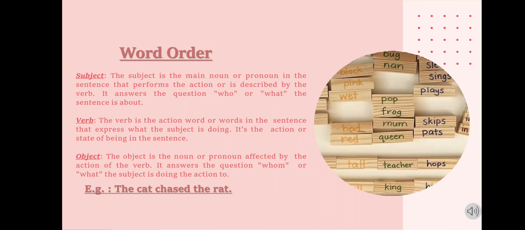For example, the cat chased the rat. The cat is the subject, chased is the verb, the rat is the object. But in other languages like Japanese or Latin, the word order can be different and the meaning can change accordingly. So, word order mainly helps us catch the meaning of the sentence and express ourselves clearly. It's the backbone of syntax, laying the foundation for effective communication in the English language.